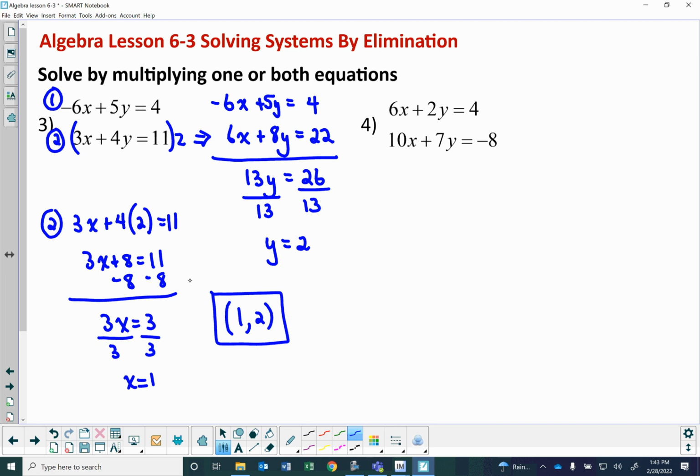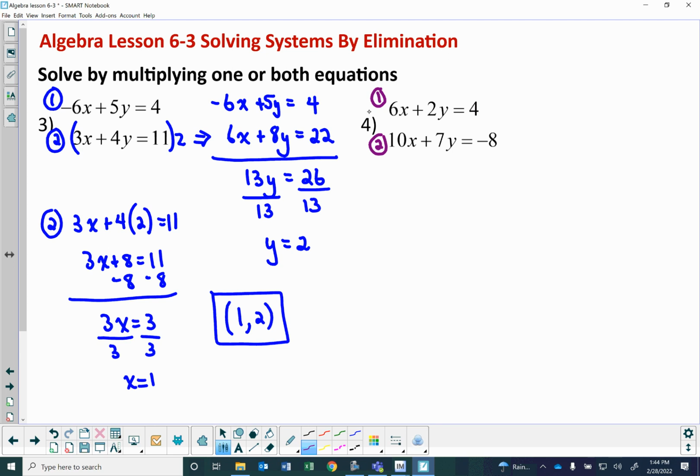Now in problem 4 here, I can clearly see that I'm not going to be able to take one equation and multiply it by one thing and be able to add it to eliminate something. Because my first equation says that 6x plus 2y equals 4, and my second equation says that 10x plus 7y equals negative 8. I'm looking at this going, ooh, this is not so good. So I can either find a common denominator between 6 and 10, or I can find a common denominator between 2 and 7. I know that the common denominator between 2 and 7 is 14.